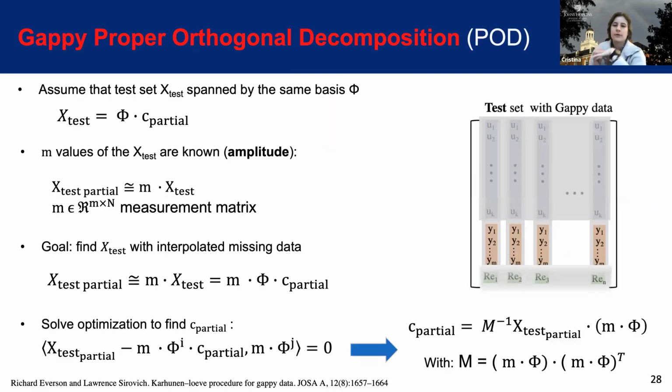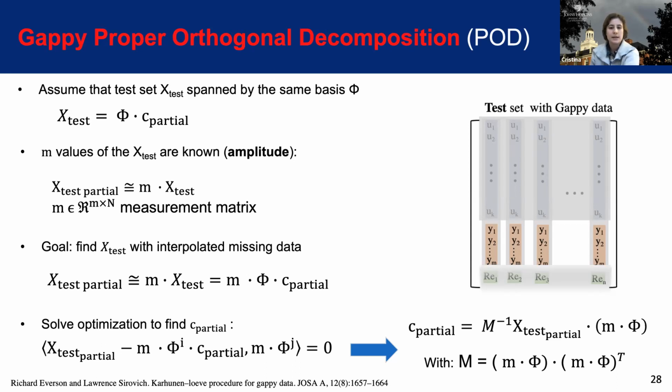Then for gappy proper orthogonal decomposition, we assume that the test set is spanned by the same POD basis functions as the training set. And the objective in this case is to find the coefficients C partial that reconstruct the full solution of the test set from only partial measurements, in this case if we only know the amplitude out of the full test set. A measurement matrix M determines the location of the missing data in the test set as zeros, and the locations where the data is known as ones.